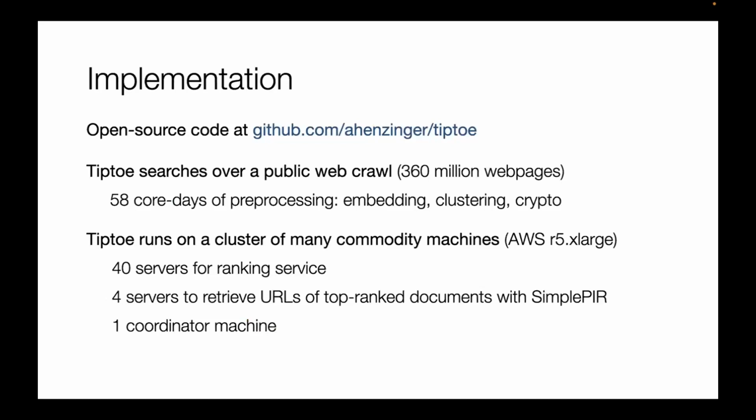So we implemented TIPTO and open sourced our code, and then we ran it over a public web crawl of 360 million English web pages. To do so, we had to perform lots of pre-processing to do this embedding, clustering, and then cryptographic pre-processing steps. And then to make search queries, we run TIPTO over a cluster of roughly 45 commodity machines.